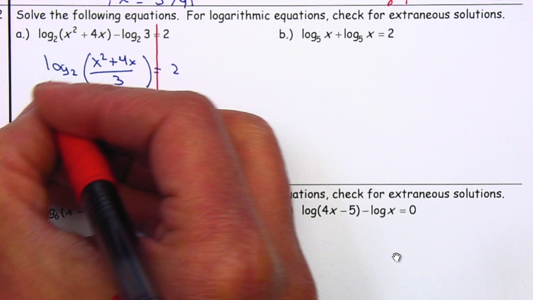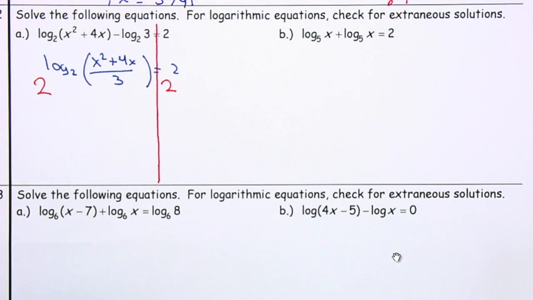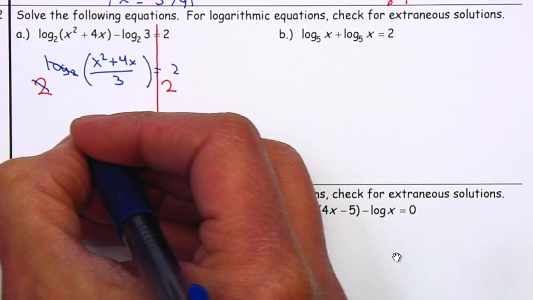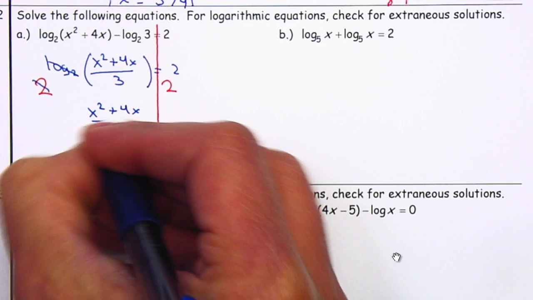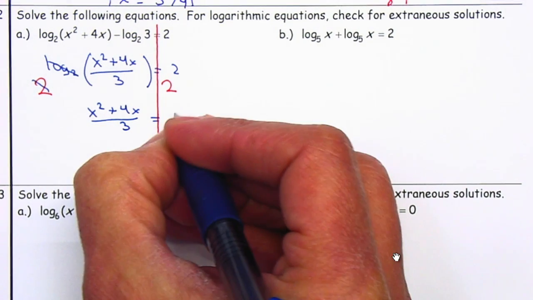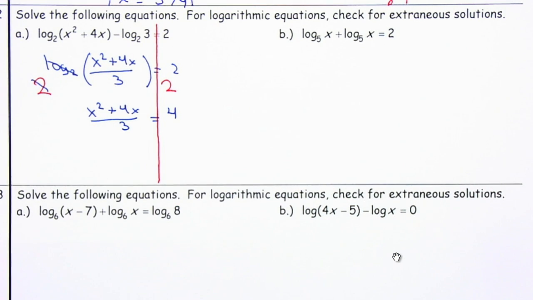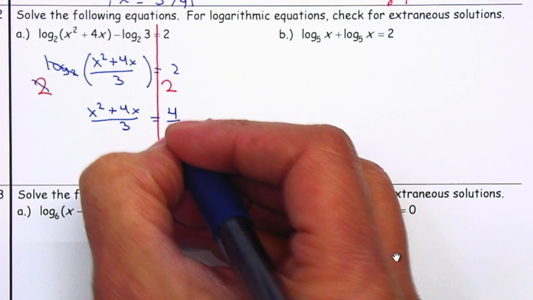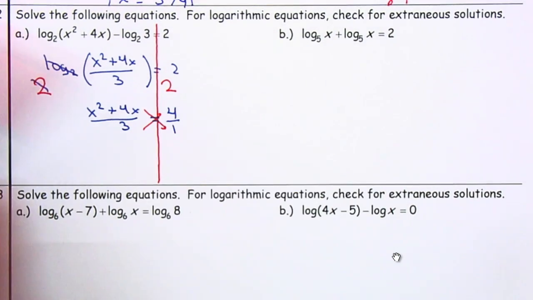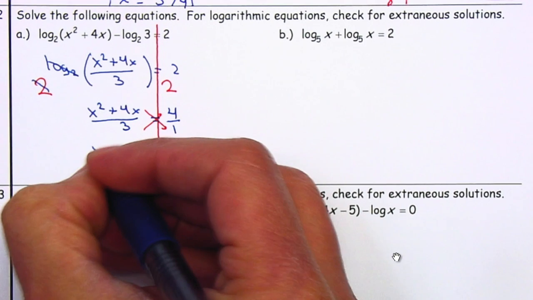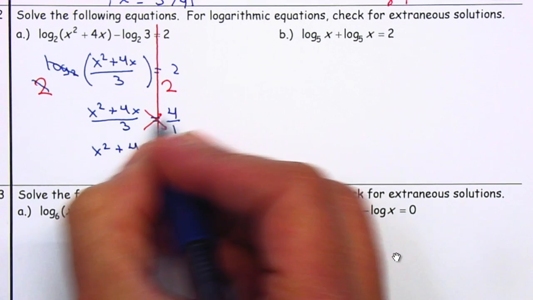Now I can get rid of the log. I'm going to go ahead and exponentiate both sides with base 2. That will cancel. That will give me x squared plus 4x over 3 is equal to 2 to the second power, which is equal to 4. I'm going to go and cross multiply. I'm going to place this over 1. Cross multiply. That will give me x squared plus 4x is equal to 3 times 4 is 12.